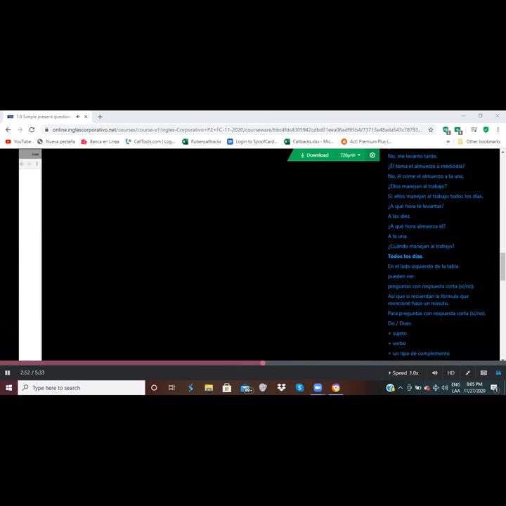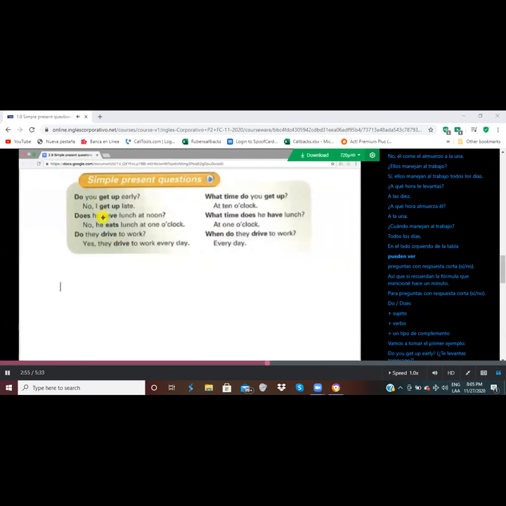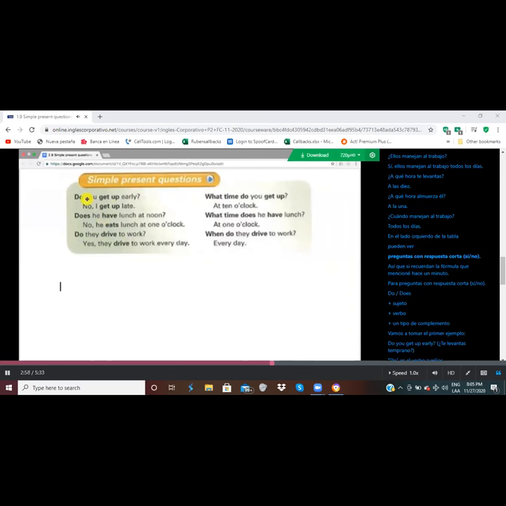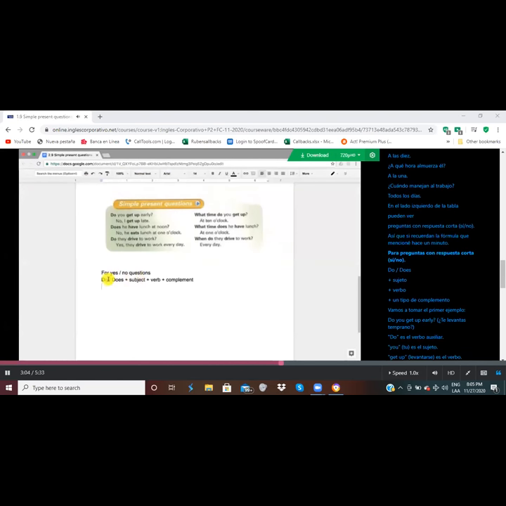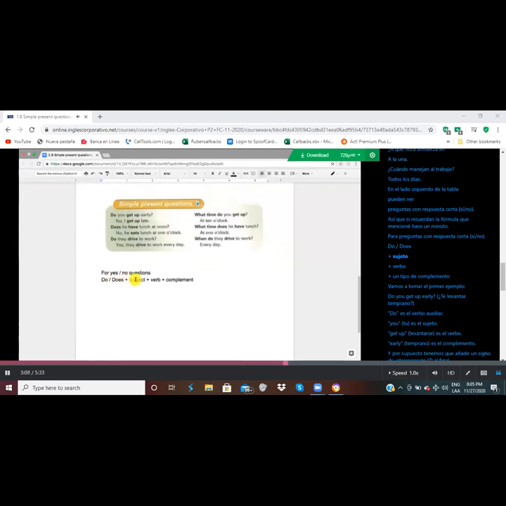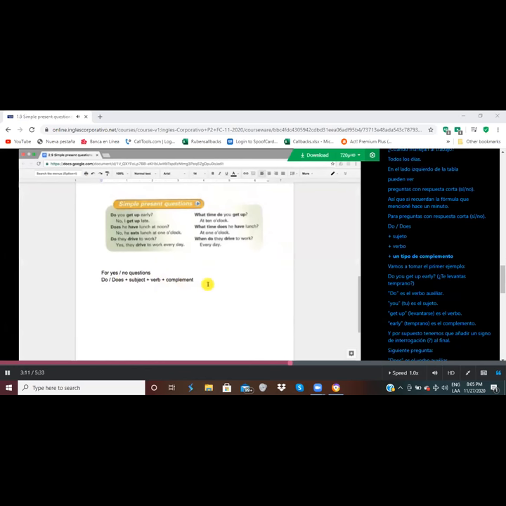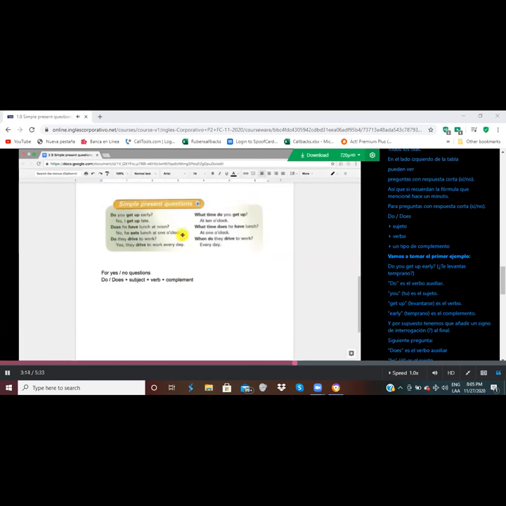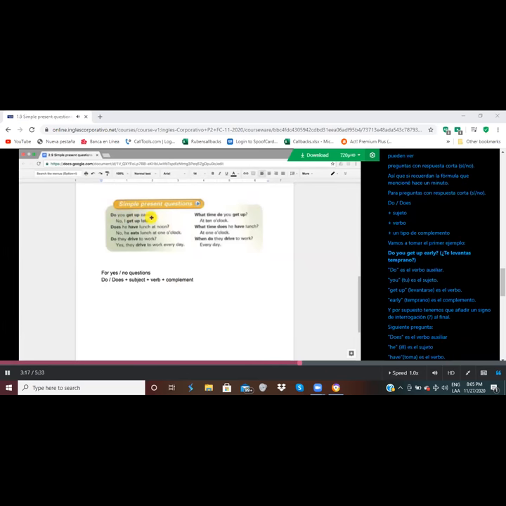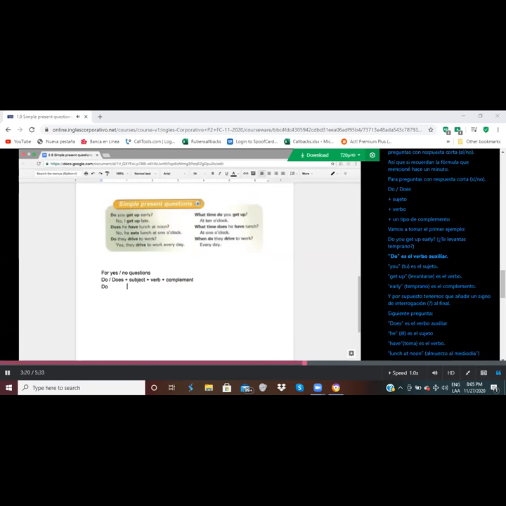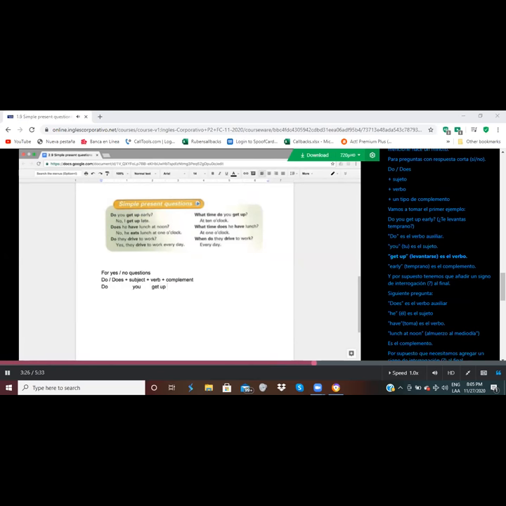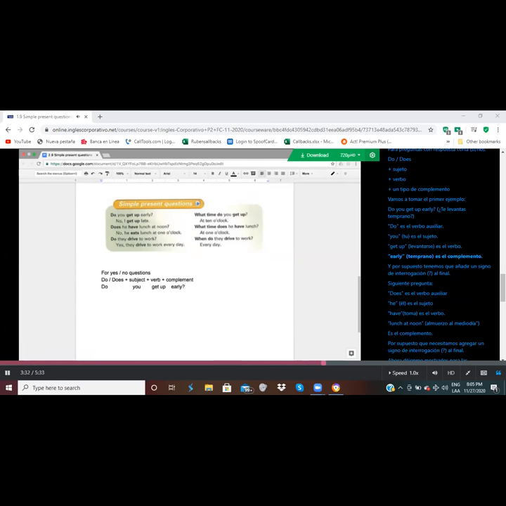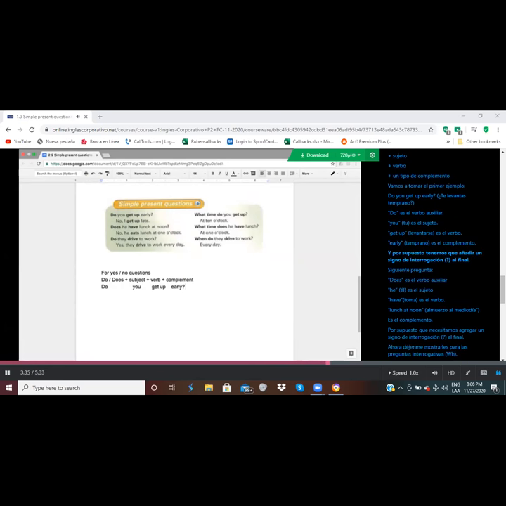On the left side of the chart, you can see yes or no questions. So if you recall the formula that I mentioned a minute ago, for yes or no questions, do or does, plus the subject, plus some kind of verb, plus a complement. We're going to take the first example. Do you get up early? Do is the auxiliary verb. You is the subject. Get up is the verb. And early is the complement. And of course, we need to add a question mark at the end.